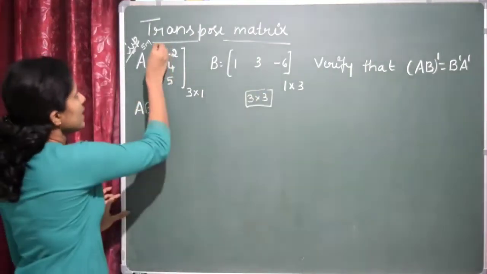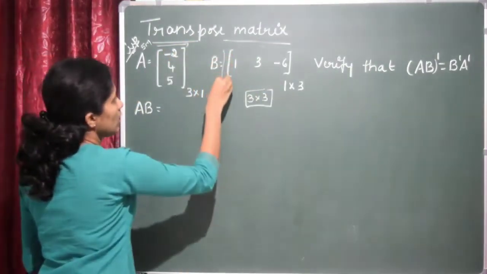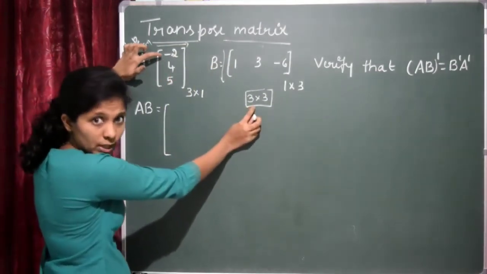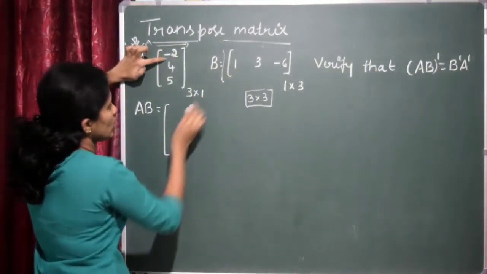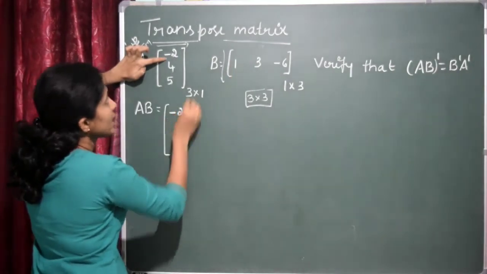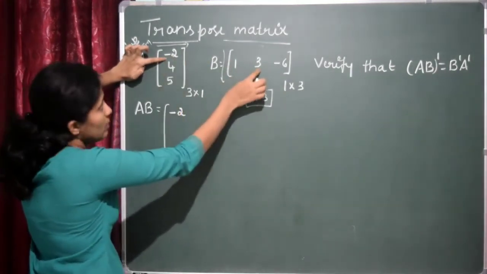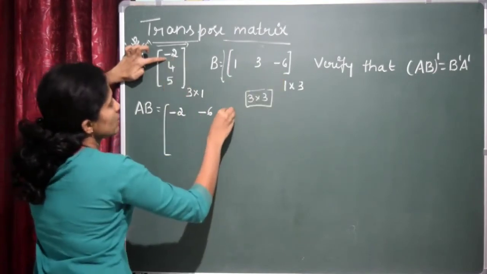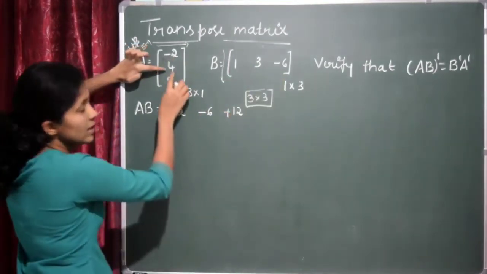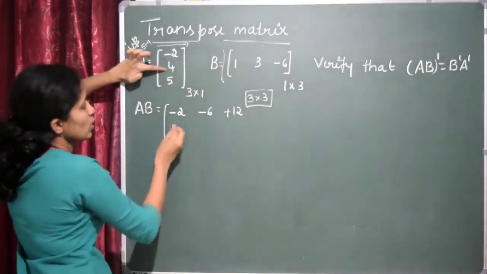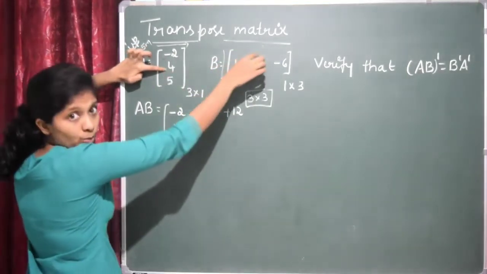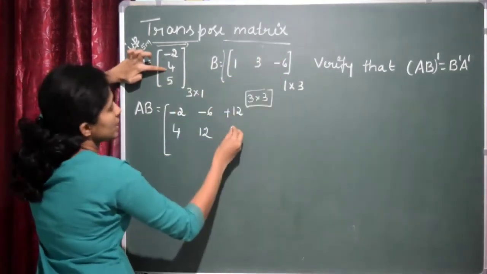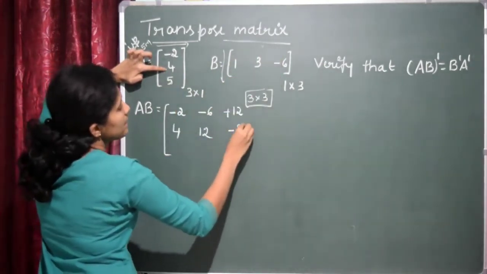Now we'll multiply this row to the column. What will be the first element? Here I told you this should be of order 3 by 3. First row, first column, that will be minus 2, right? First row, second column, so it is minus 6. First row, third column, minus into minus will be plus 12. Is it clear? Next one, second row, first column, it is 4. Second row, second column, that is 12. Second row, third column, that is minus 24.